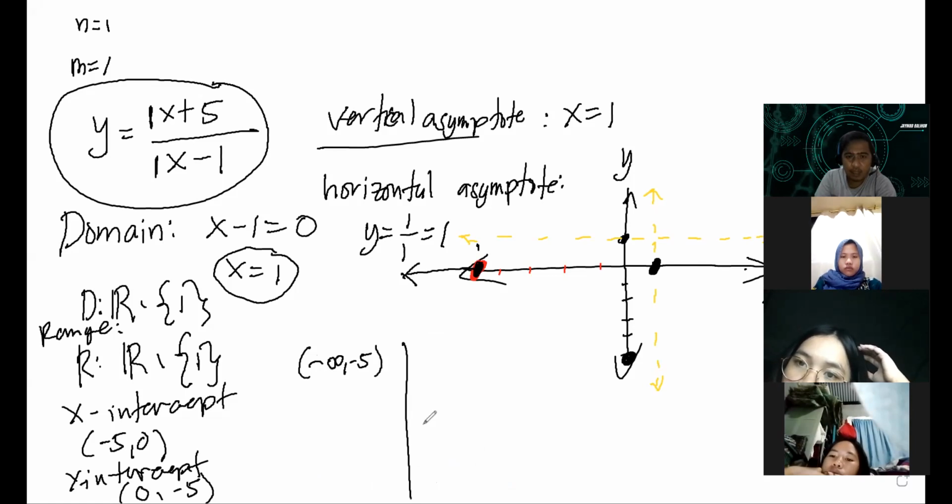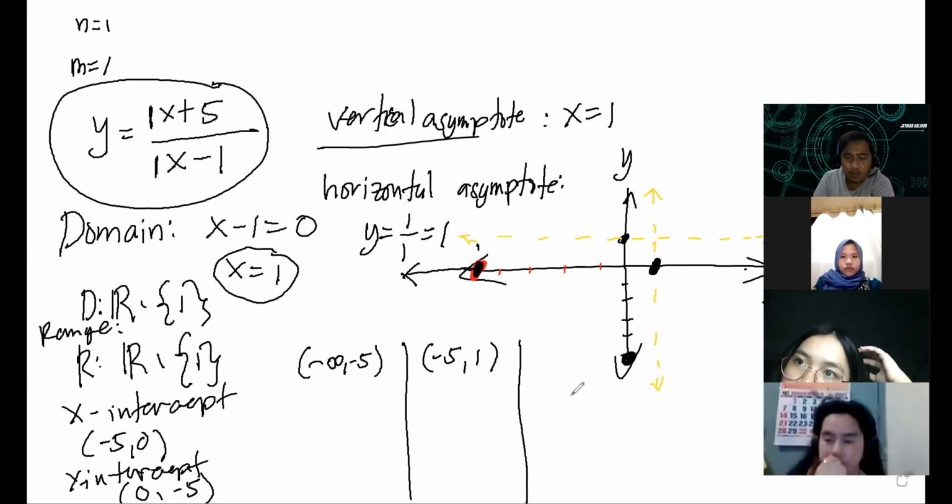The other interval that we have? From open negative 5 to 1. From here until here. Right? Okay. The other interval that we have will be the interval from open 1 to positive infinity. Very good. That's it.